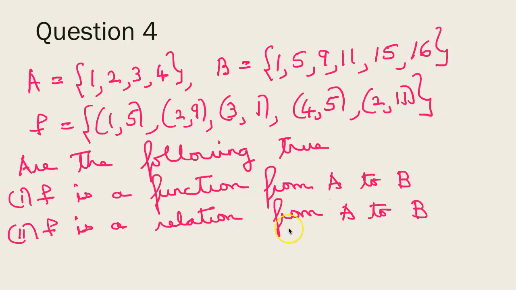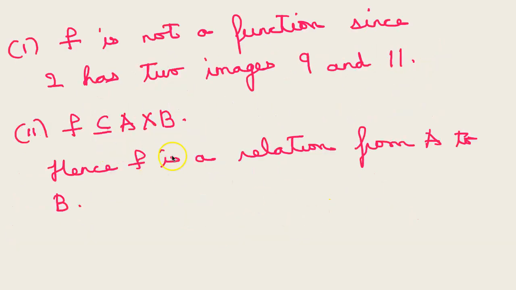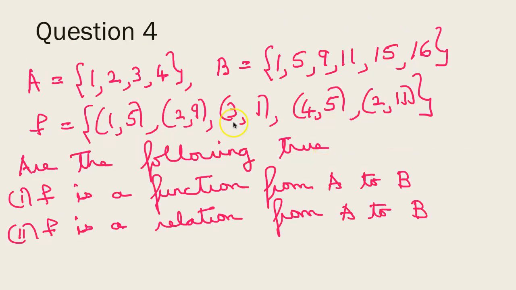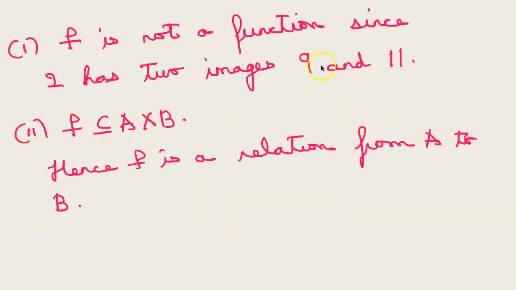So what is a property for a relation? It is a subset of A cross B. So F is a relation from A to B. But what about a function? What property have we given for a function? Every element of A is assigned to a unique element in B. Here 2 is assigned to two images, 9 and 11. So it is not a function.